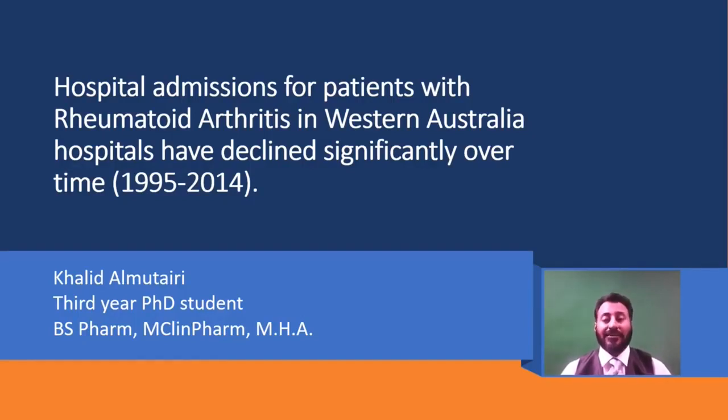My name is Khalid Almutairi. I am a third year PhD student at Medical School of the University of Western Australia. My doctoral research investigates the clinical epidemiology profile of rheumatoid arthritis to determine the cost burden of hospital care service in Western Australia. I hold a master's degree in clinical pharmacy as well as a master's degree of health administration, both from Curtin University. I worked as a senior ICU clinical pharmacist at King Fahd Specialist Hospital in Saudi Arabia for more than 7 years.